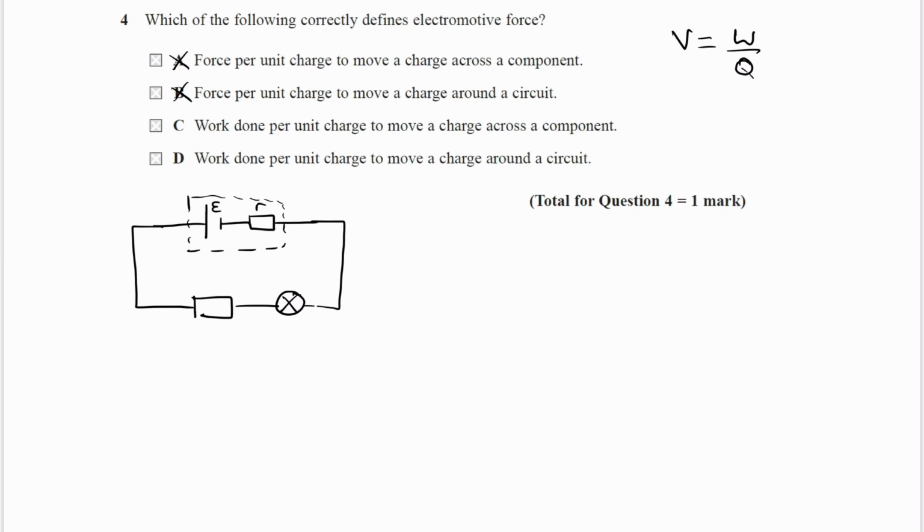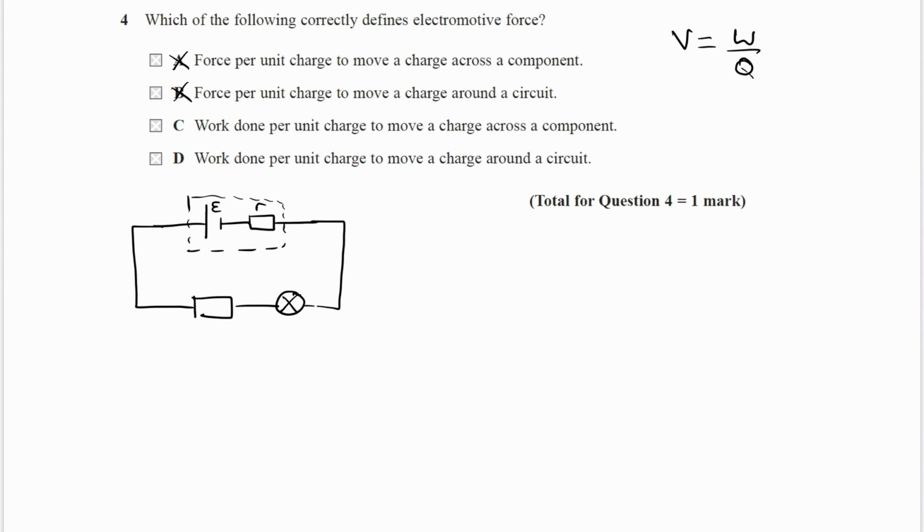So yeah, we have our definition for EMF now. Energy transferred to electrical energy per unit charge by your cell or voltage source. So terminal potential difference is the electrical energy transferred to other forms per unit charge in your external components. So let's put some numbers to this now.